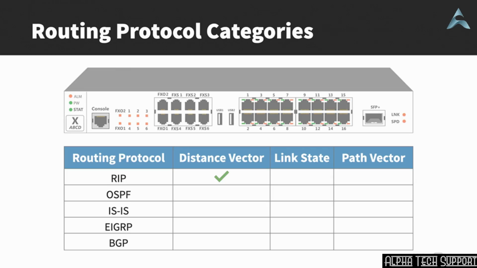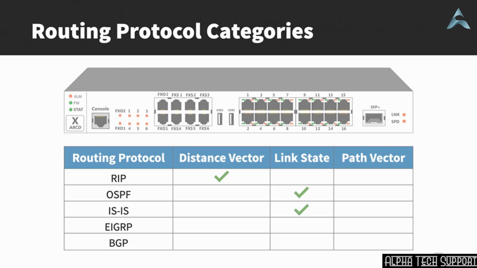If it can get to a network in a fewer number of hops one way versus another way, it's going to go with the route that has the fewest number of hops. And it's going to tell us in which direction to go to get to that network by specifying a next hop IP address. OSPF, however, and also ISIS, they fall under the category of link state.